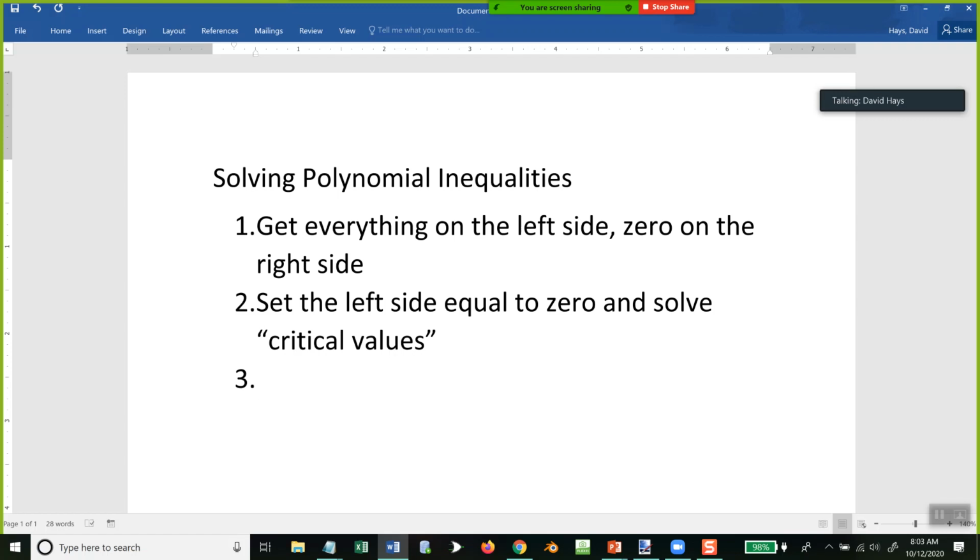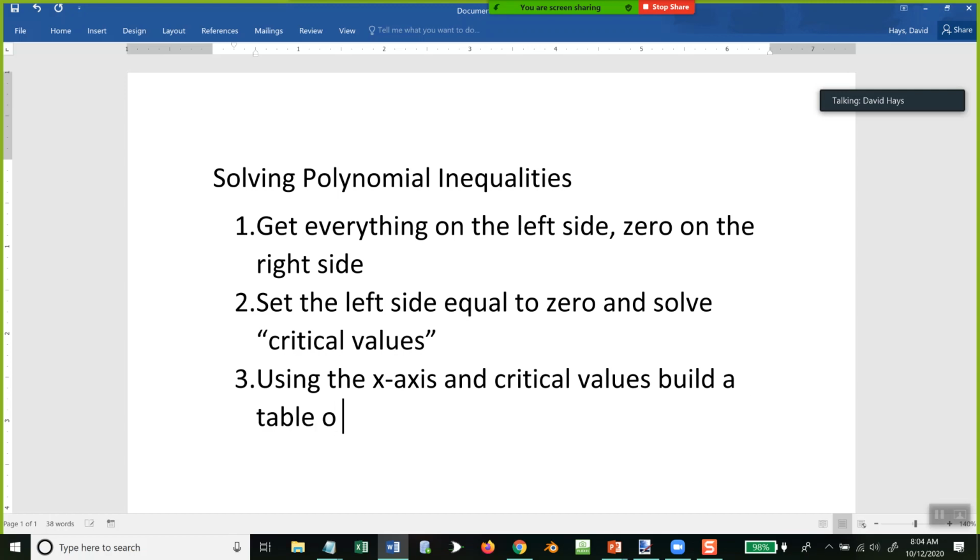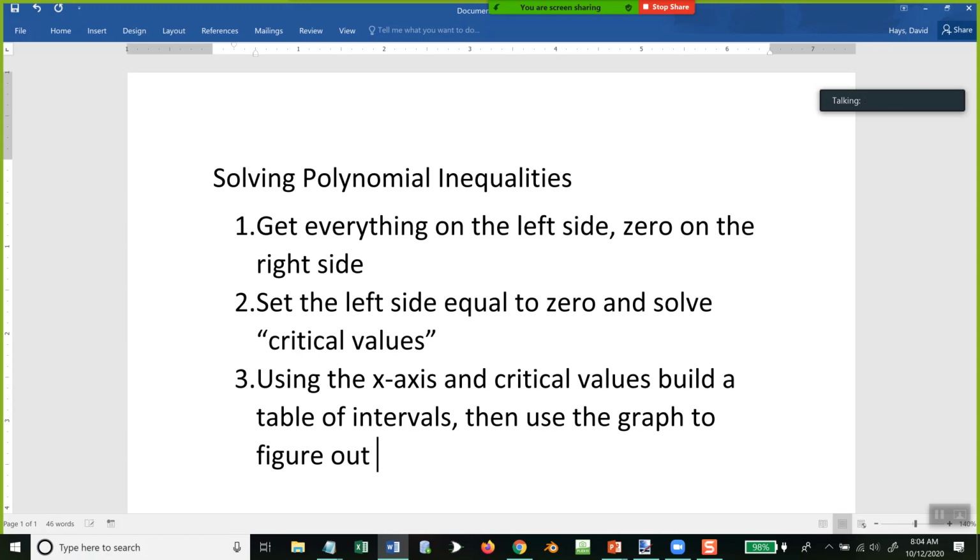Now, after you have your critical values, then you want to use the x-axis and critical values. Using the x-axis for critical values, build a table of intervals. Then use the graph to figure out your answer.